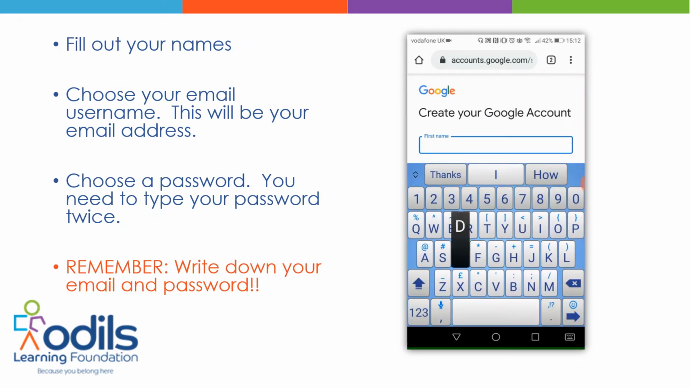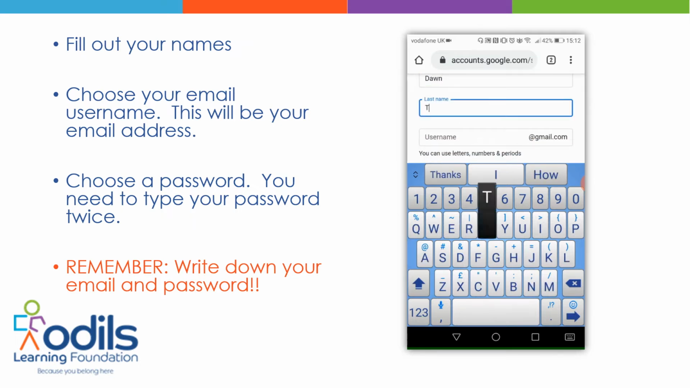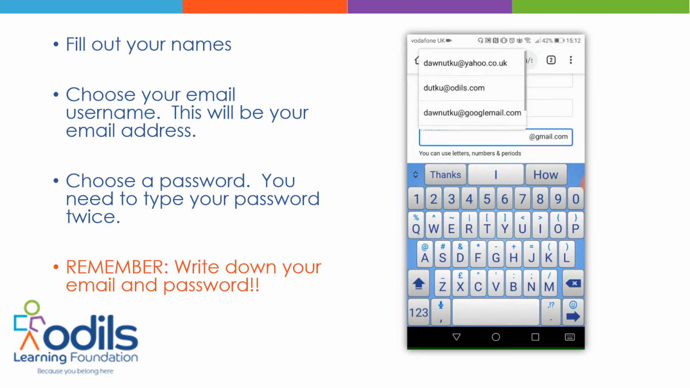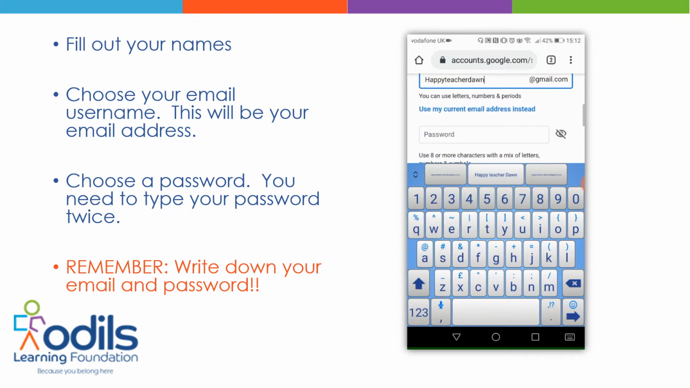In the first box, write your first name. In the next box, write your family name. In the third box, you choose your email address. You might need to do this a couple of times to find one that no one else has.